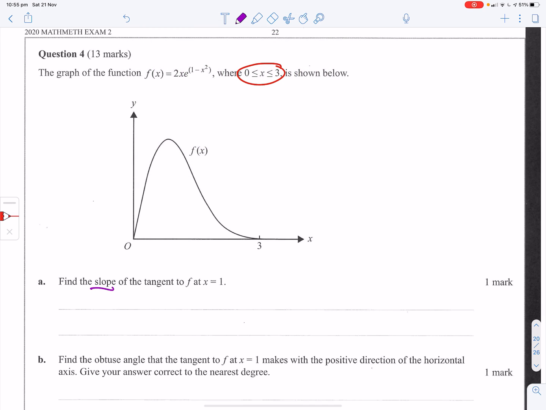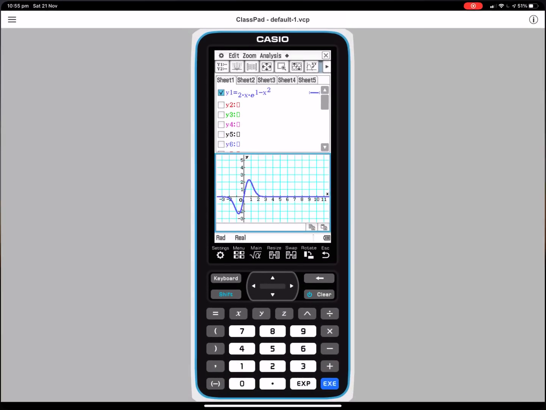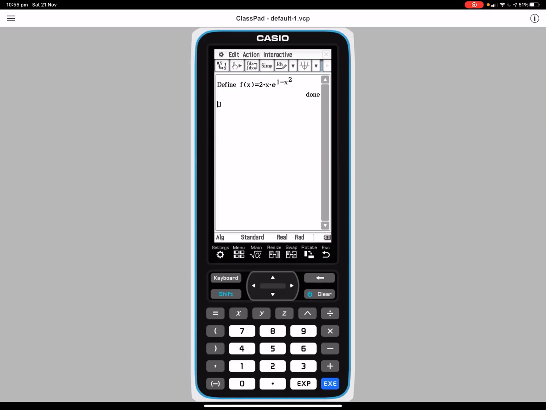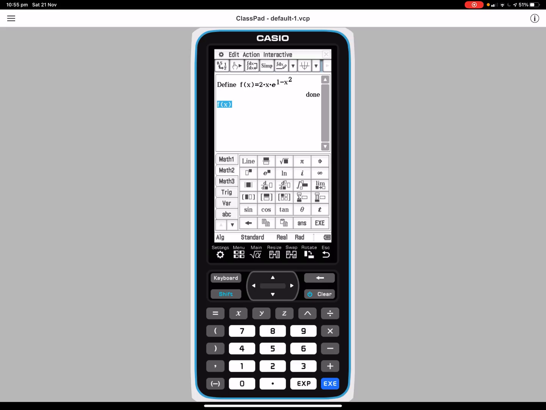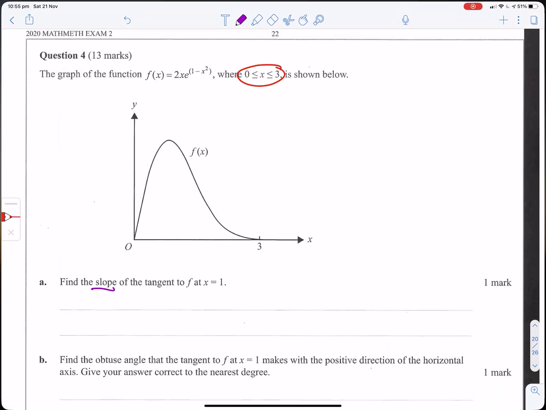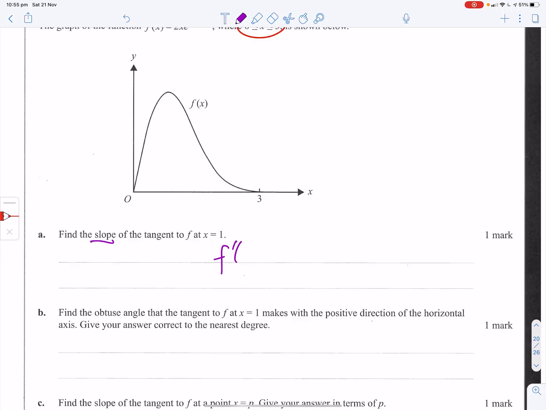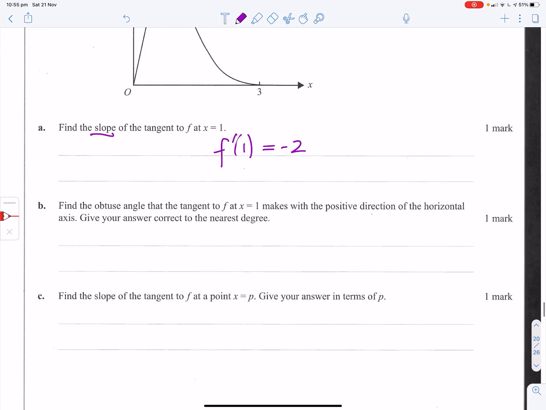Slope. Since when have they used slope instead of gradient? It's bloody stupid. Okay, so d dx, we don't really refer to slope unless it's a slope of a tangent. At x equals 1, it's -2. So f dash of 1 is -2.